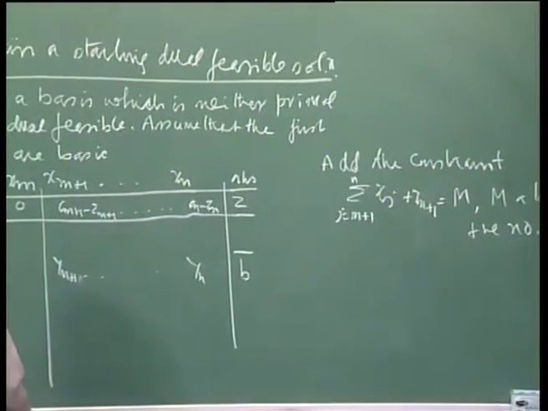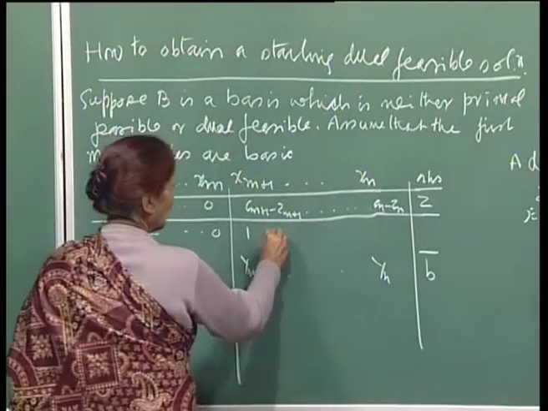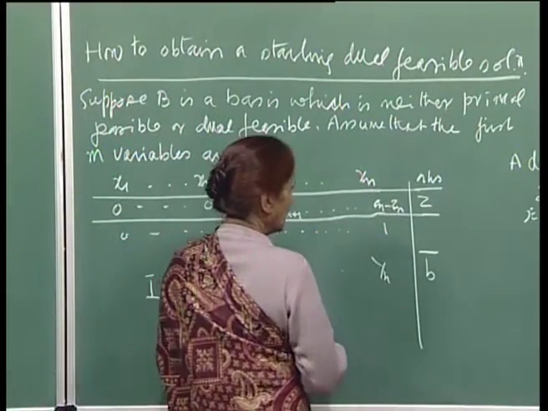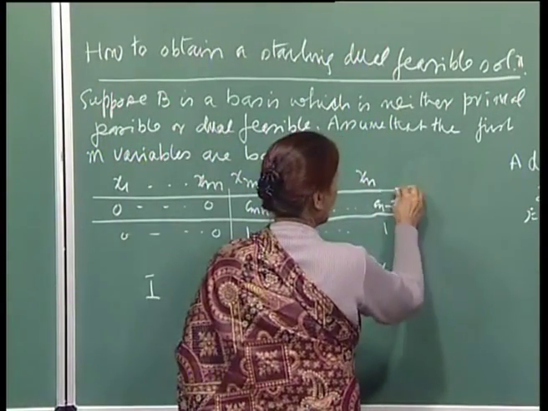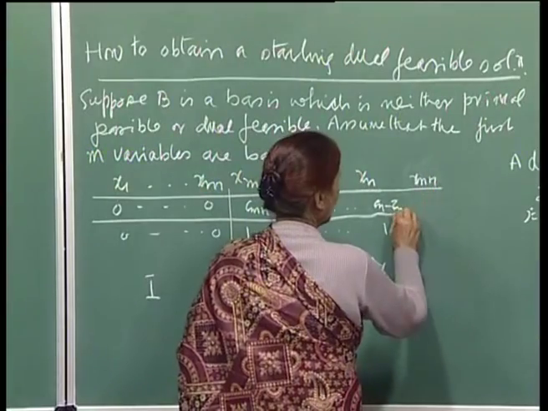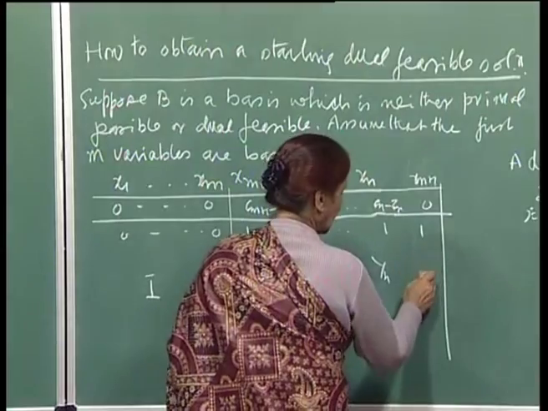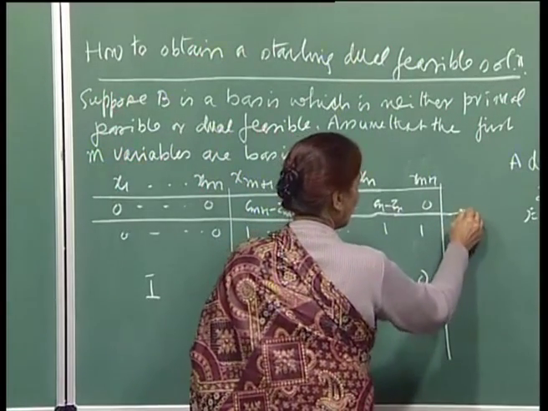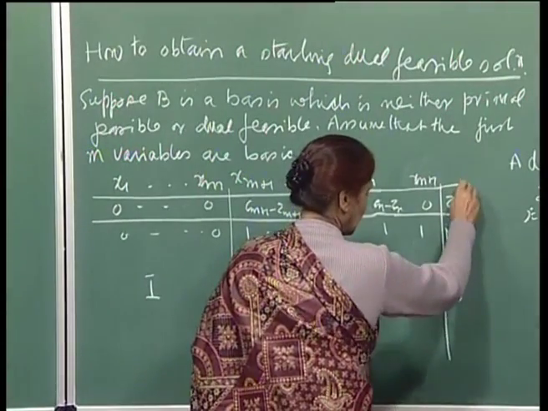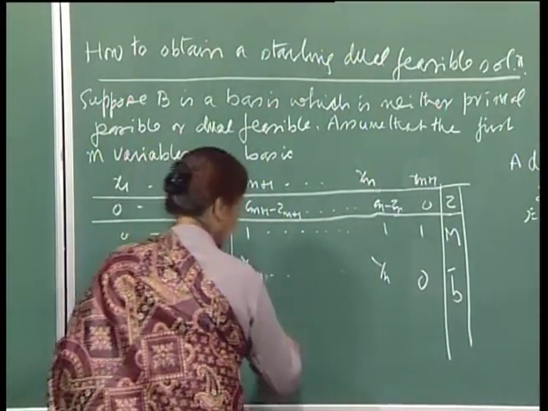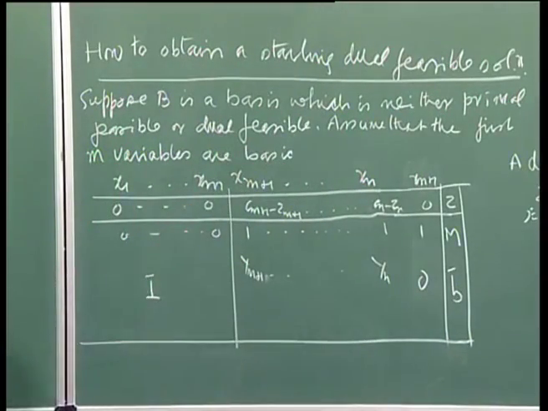So, let me add this constraint. This will be all zeros here, this is 1 1 1, and let me just make room for x n plus 1. Right now, this is 0. So, this is 1 and it is all zeros. This is M here, this is your z, and this is your b bar. This is my new tableau representation after adding that constraint.